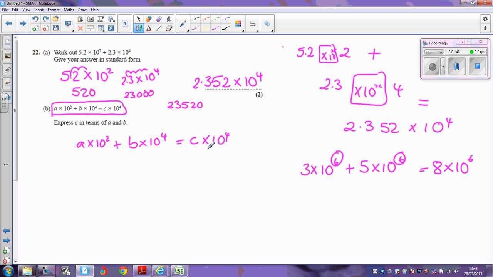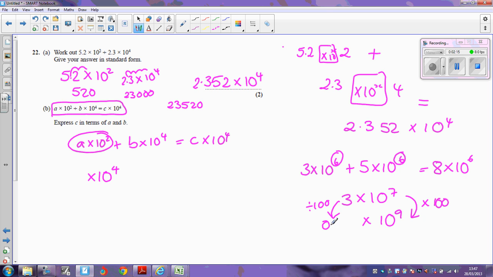So what I'm going to do is, because c is times 10 to the power 4, b is also times 10 to the 4, I'm going to change a so that it's also something times 10 to the power 4. Now we know already that if we've got something like 3 times 10 to the 7, and we change it into times 10 to the power 9, then because I've multiplied on this side by 100, 10 to the power 7 times 10 to the power 2, which is 100, is 10 to the power 9, to compensate, I've got to divide this side by 100. So this would become 0.03 times 10 to the power 9.